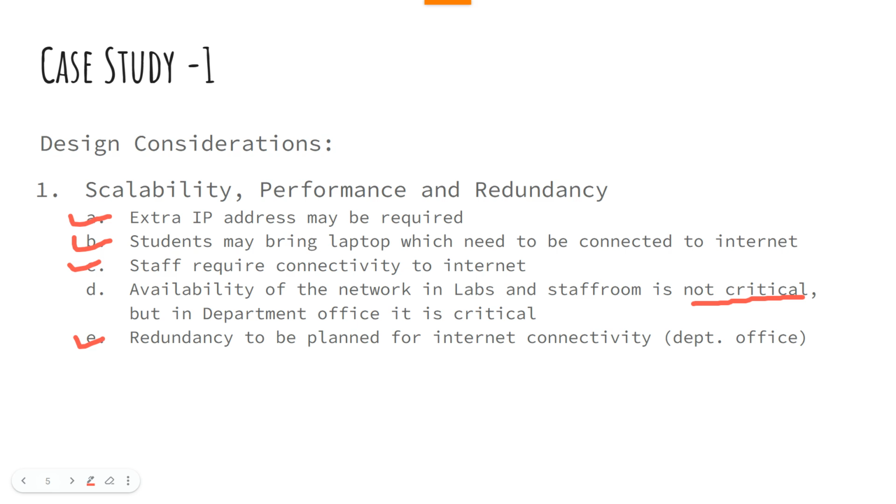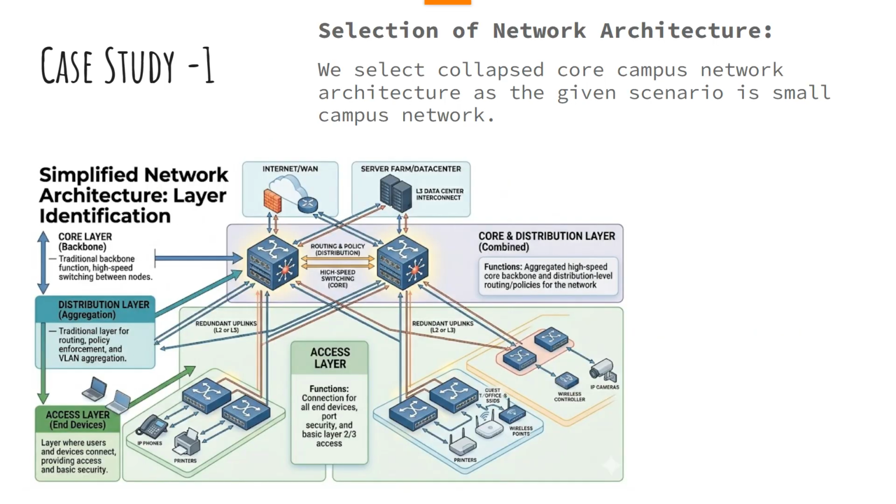Redundancy for the department office for internet connectivity is required. So that means internal network may lose connectivity for some time, it's okay, but internet connectivity for some reason happens to be important. Now these are all the design assumptions that we have made. Based on this, we need to start with the design.